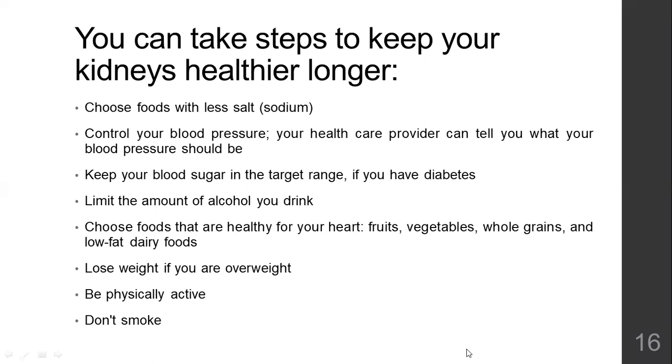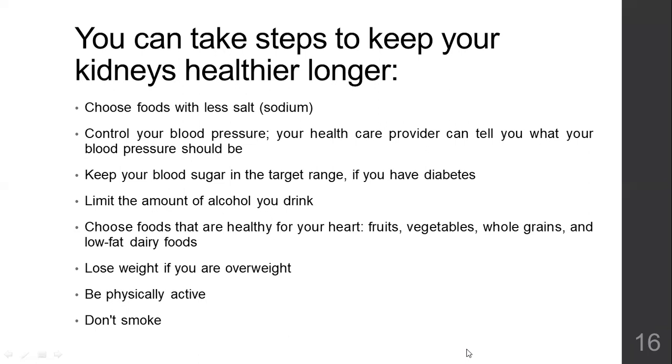Coming to the steps that you can take to keep your kidneys healthy for a long period of time, choose foods which have less salt or sodium. So maximum fluid in your body can be used to flush out the toxins and electrolytes that are no longer required in your body. Okay, because if you have more sodium in your diet, the fluid that is supposed to exit your body will be retained back in your body. It will cause more harm.